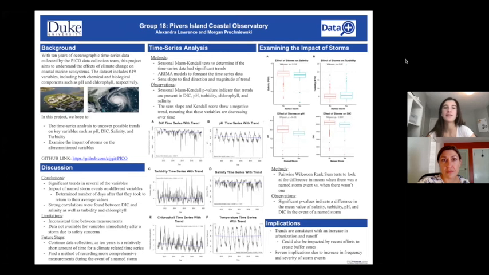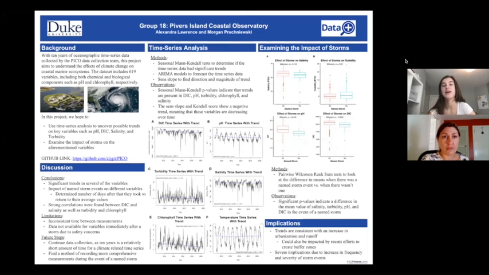Just for some background on the data set, we looked at over 10 years worth of environmental data that was collected at the Duke Marine Lab off the coast of North Carolina at Beaufort. This data was collected from July 2010, and we looked at values up until December 2020, and it was all collected by the PICO data team. We looked at 619 different variables, which were everything from chemical to physical and biological factors.